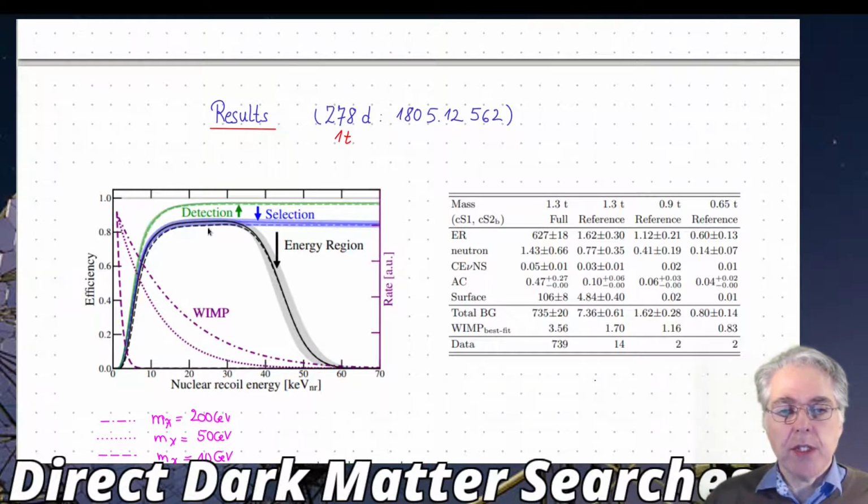So this is the efficiency as a function of the recoil energy. And you see that most of the events would fall here between 5 and maybe 50 kiloelectron volts. And if you compare that with the recoil spectrum of the WIMPs, this is the 200 GeV, this is the 50 GeV, and the 10 GeV, you clearly see that the best sensitivity is reached at about 100 GeV or so.